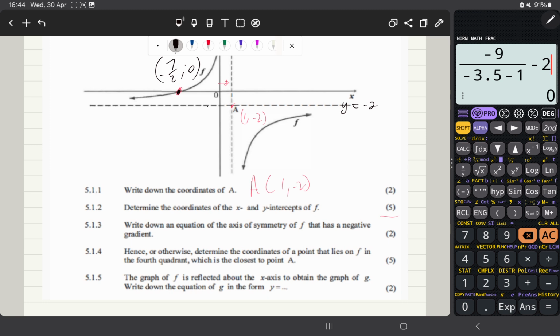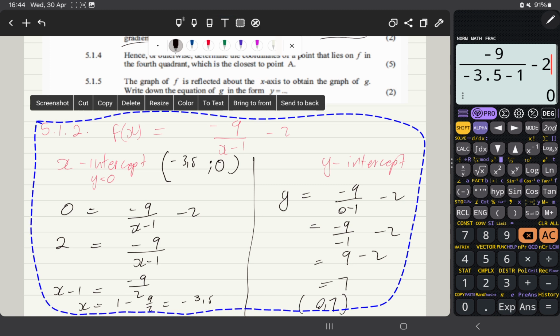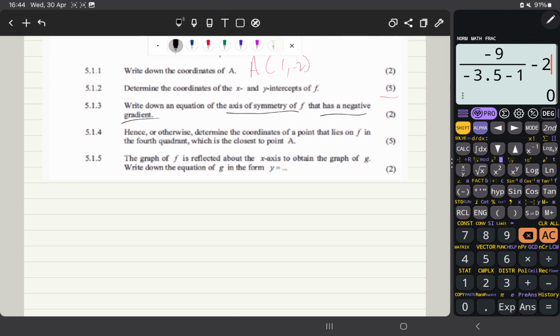This question is quite lovely. We did something like this when I was doing the content for hyperbola. So, write down the equation of the axis of symmetry of f that has a negative gradient. So remember that we have two axes of symmetry for a hyperbola. One of them has a negative gradient, the other one has a positive gradient. So here they ask us to find the one with negative gradient.